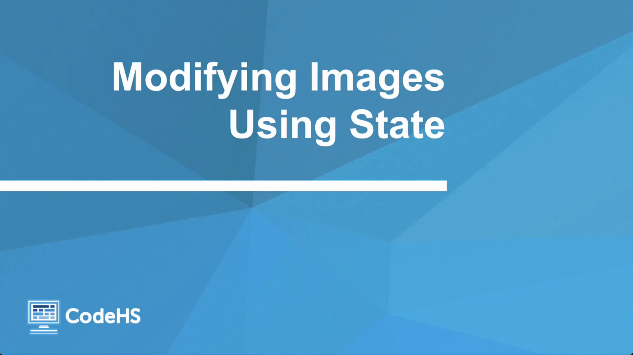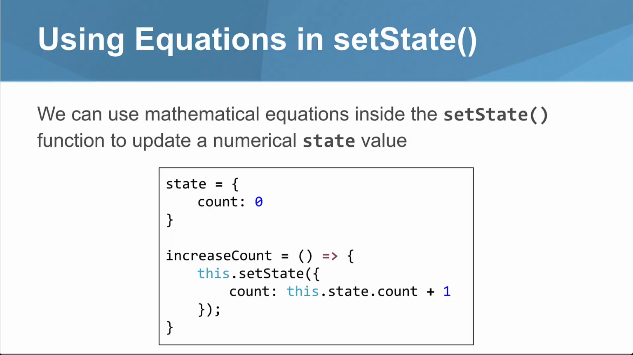Hi, in this lesson, we'll look at how we can use state to modify images in our programs. We've seen that we can use mathematical equations inside the setState function to make changes to variables. In this example, we're using this technique to increase the variable called count. In a similar way, we can use this method to modify and change images in our programs.